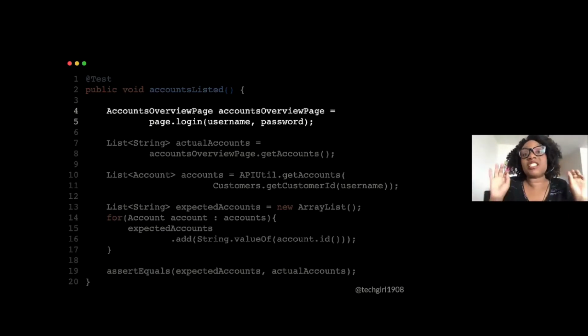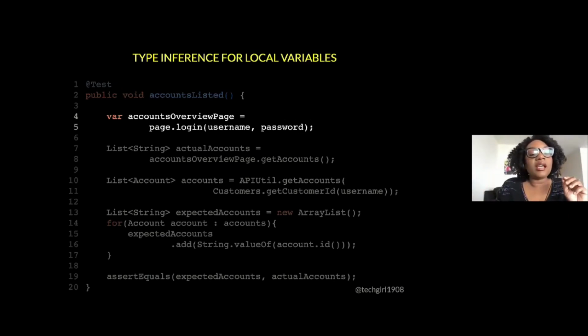So in version 10 of Java, type inference for local variables was introduced. And what this means is that instead of explicitly declaring the object or the variable's type, we can instead use the keyword var. And Java will infer what the type is based on what is being assigned to it. So this is my favorite new feature in Java because in test code especially, we always have these long class names for our page models. And now we no longer need to type these things out.